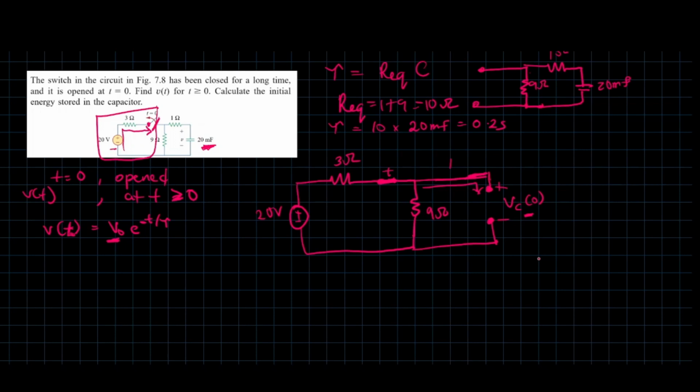So to get V_C, I know that voltage in parallel circuits should be the same. So the voltage here and here should be the same as the voltage here and here. So I'm simply going to use the voltage divider rule to get the voltage across these 9 ohms. It's going to be 9 over 3 plus 9 times 20 volts. This is because voltage drop here, voltage drop here. That's why I can use the voltage divider rule. So in that case, the voltage will be 15 volts. That means this capacitor before the switch was opened had a voltage of 15 volts.